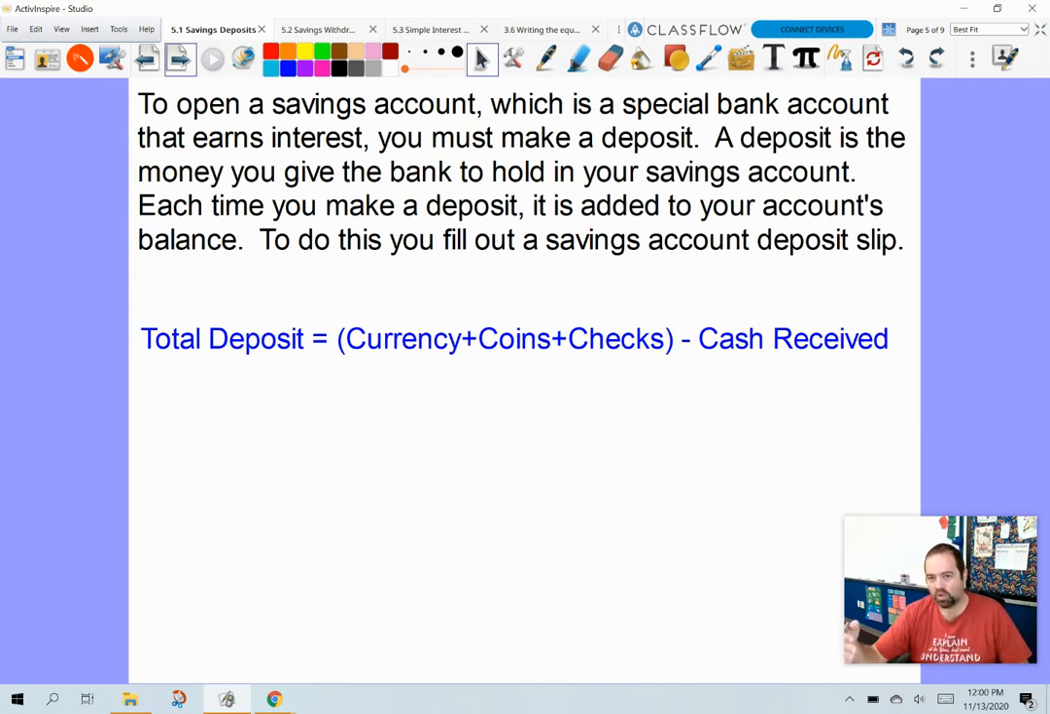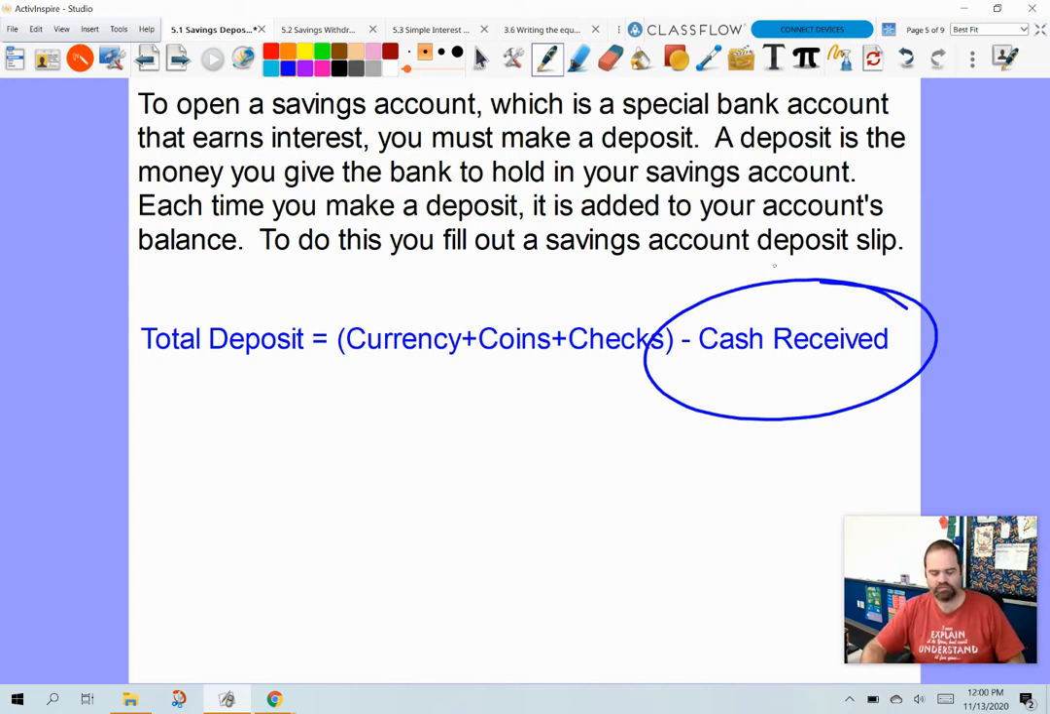So today we're just going to calculate how much we're depositing in our savings account. If you're familiar with what we did last unit, depositing in a checking account, it's very similar. You basically add up all of the money going into the account, and if you want any cash back or if there's any less cash received, you take that back out. So you're going to add up all the money going in, and then if there's any money that you want back from the account, it's going to get subtracted off.